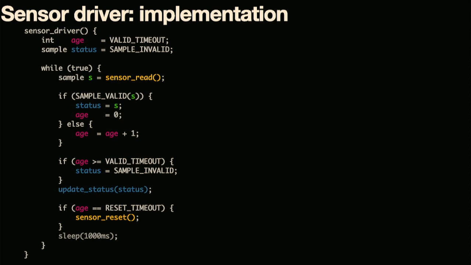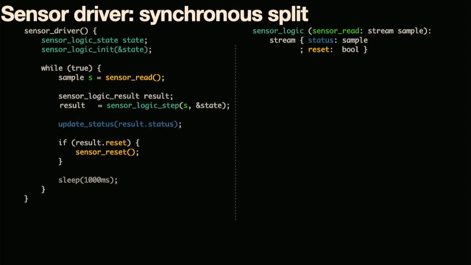So the idea of approaching verifying these sort of reactive systems is to do the functional programming thing and say, well, instead of reasoning about this imperative mess, we want to lift up the logic to a pure function that we can reason about and just forget about the C code, right? So one way to do this is to implement a function sensor logic, which takes the stream of sensor readings and it returns a stream of statuses and booleans whether to reset the thing.